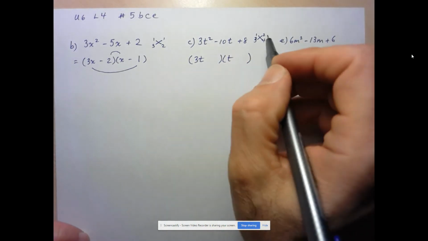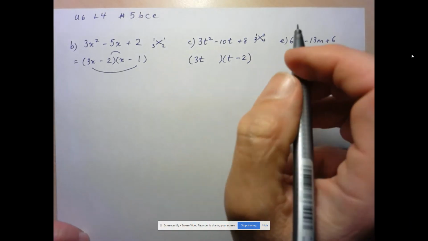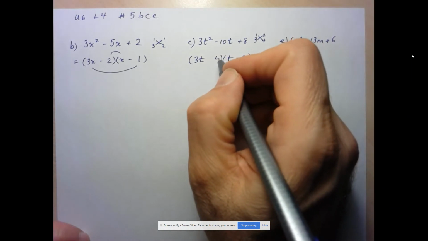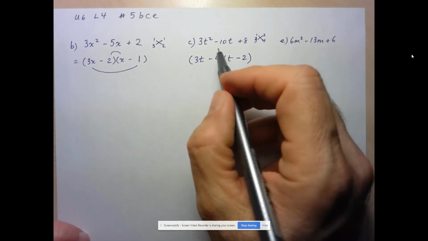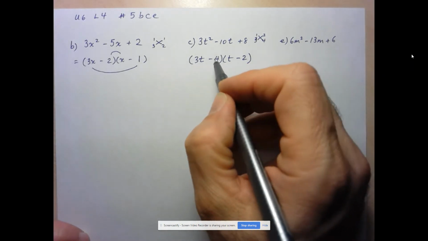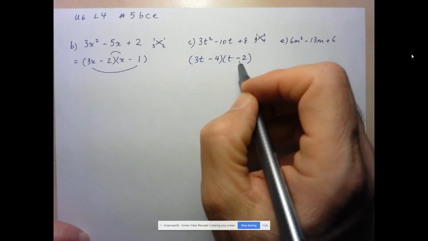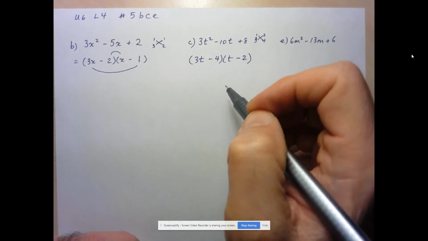So I'm going to have 3t has to multiply the 2. So it's going to be -2 here. And then the t has to multiply 4. So the -4 there. And let's check it quickly. 3t squared, -6 minus 4, -10t, -4 times -2, +8. All right. So let's move on to the last one.